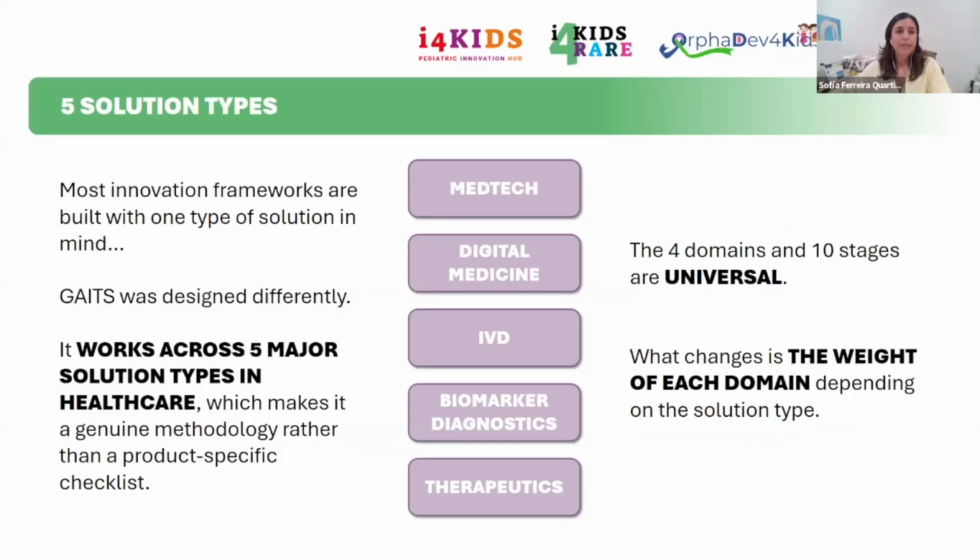So, if we enter into the topic of orphan devices, one of the best things about GAITS is that it works in all 5 main areas of healthcare: medical technology, digital medicine, in vitro diagnostics, biomarker, and therapeutics. Most frameworks are normally designed just for one type, but GAITS was designed in a different way, and on their website and in the publications you can find specific definitions of the different stages adapted to the different kinds of technologies. And the 4 domains and the 10 stages are universal.